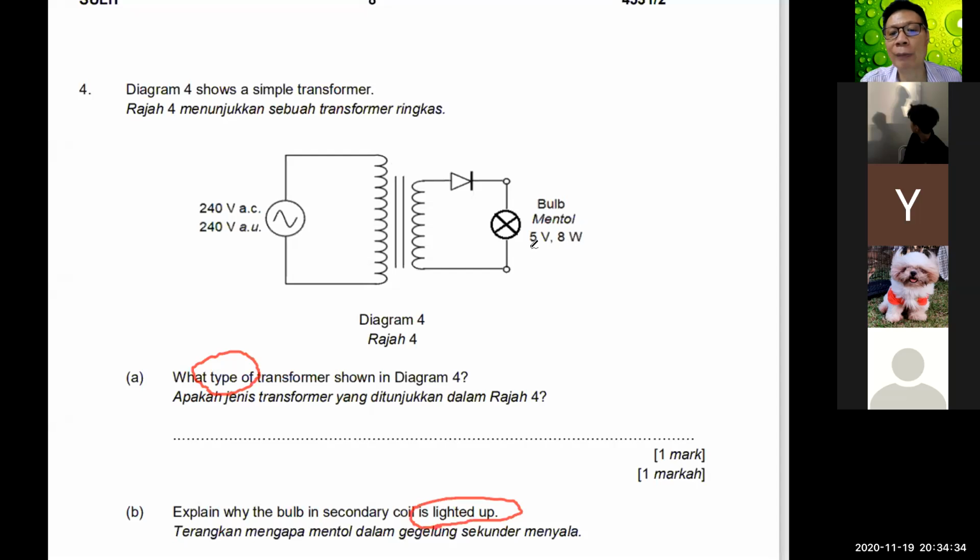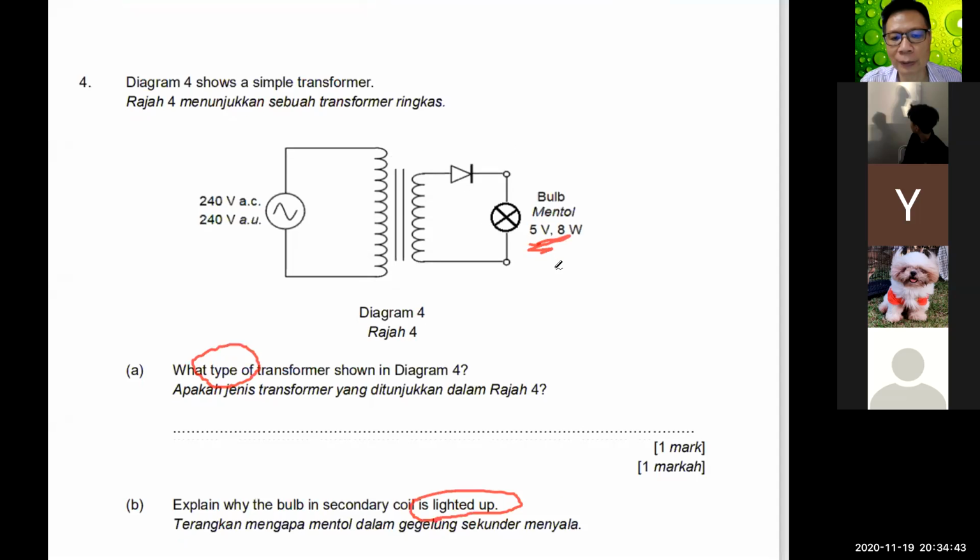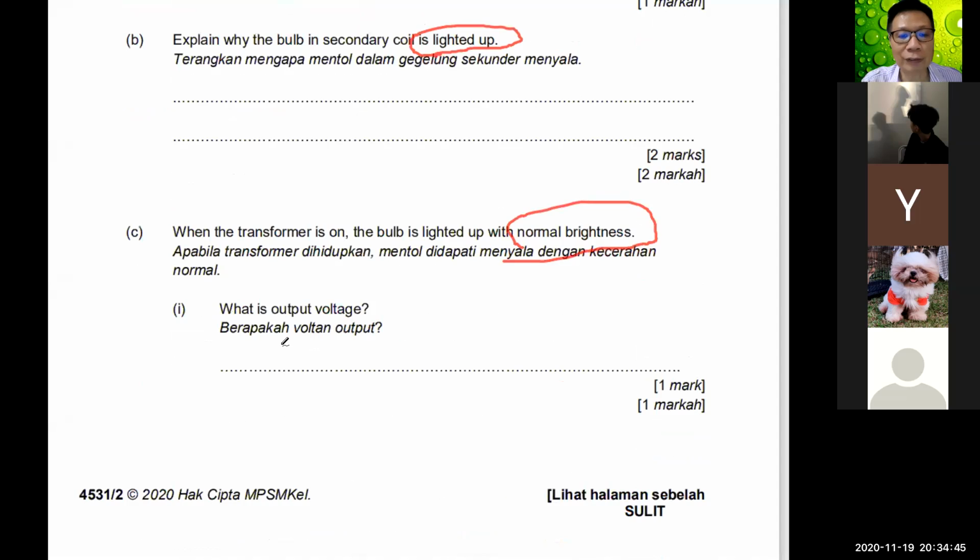Okay, normal brightness. All right. So meaning that 5 watt, no calculation required. If it lights up with normal brightness, it means the voltage must be 5 watt. So 5 watt here is 5. No calculation. Okay, next one.